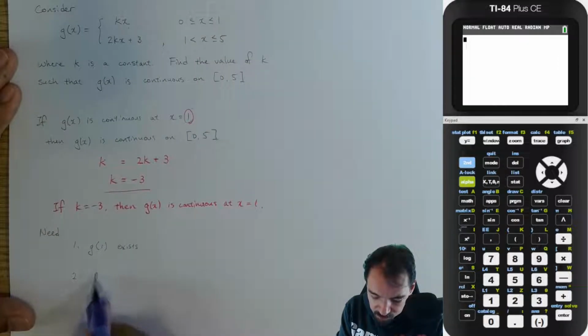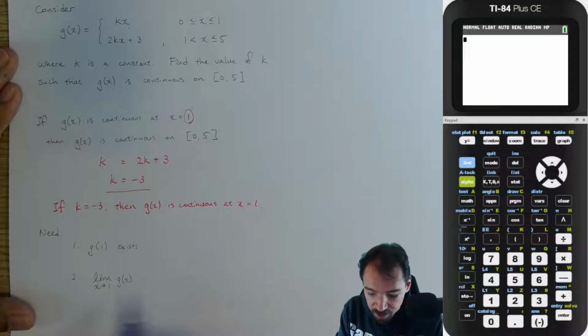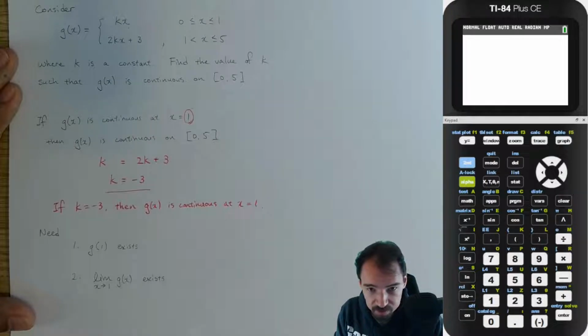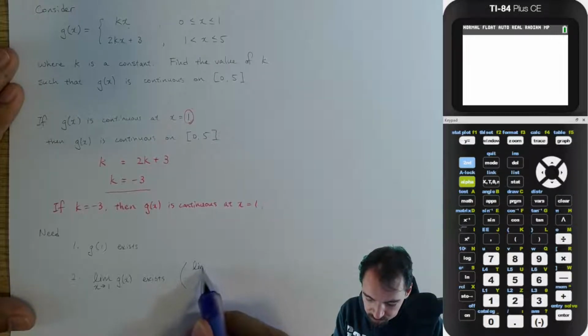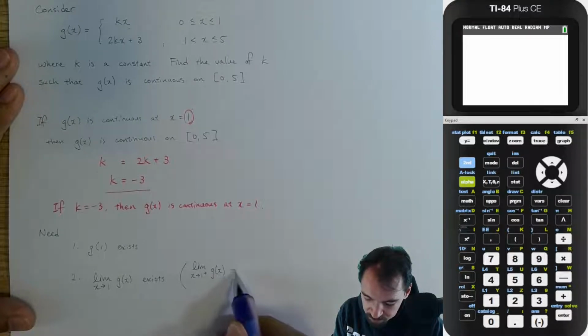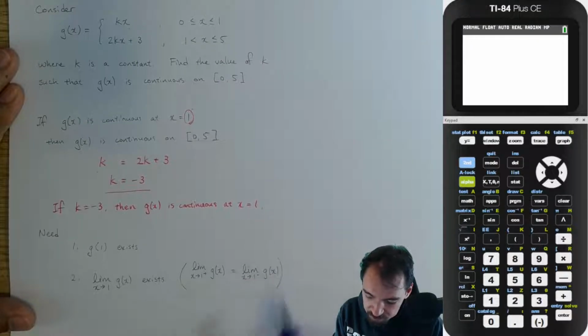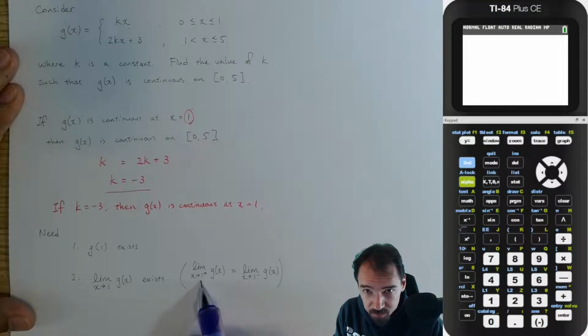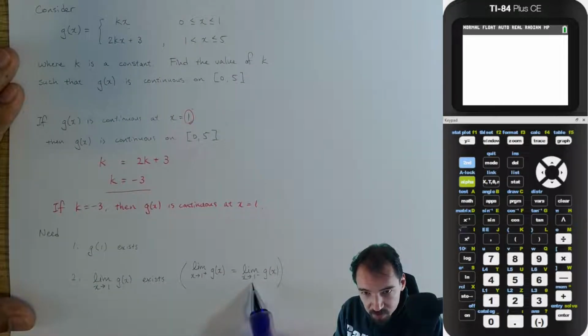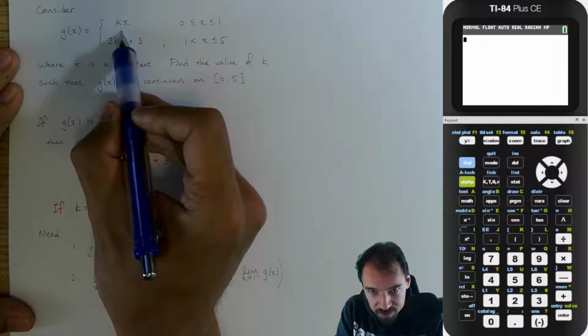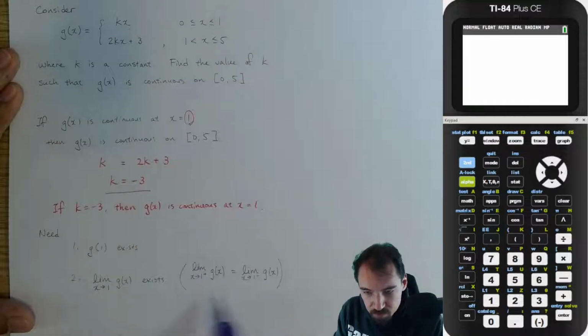I also have to demonstrate that the limit of g of x as x approaches 1 exists. And anytime you have to show a limit exists, you have to consider the limit as x approaches 1 from the right of g of x is equal to the limit as x approaches 1 from the left of g of x. So meaning you have to think about what happens when x is a little bit bigger than 1. Hence you have to look at this piece and take the limit. You also have to consider what happens when x is a little bit less than 1. So you have to look at this piece, because that's when x is less than 1. And you have to make sure that those limits match.